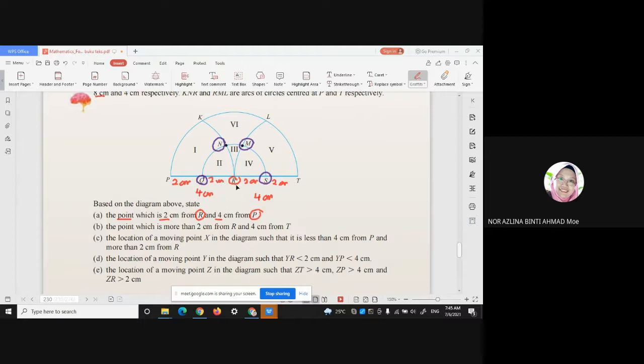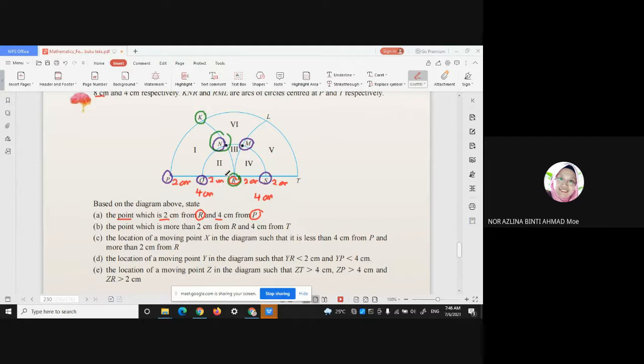Okay, we have 2 points. And 4 cm from point P. This is P. So 4 cm from point P must be at this curve, K and R. So just now I used purple color, now I use green color. From P, 4 cm, so 4 cm can be K, N, and R.